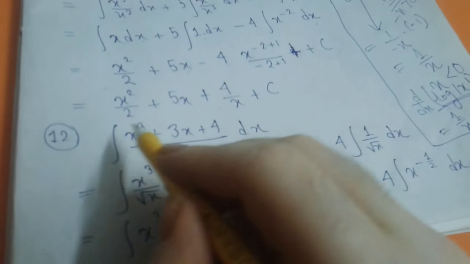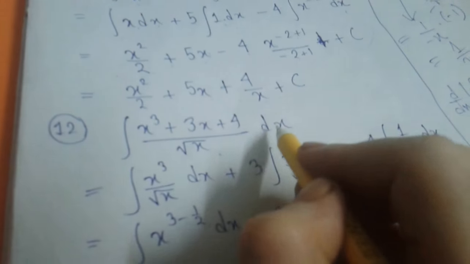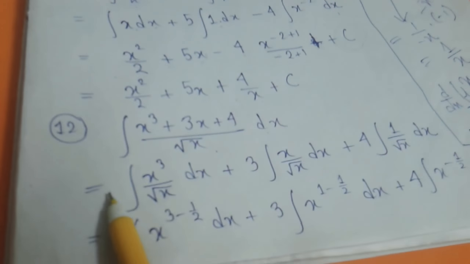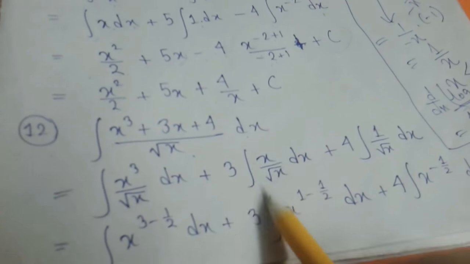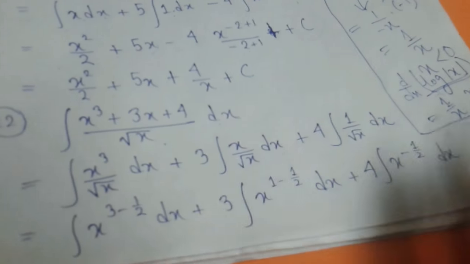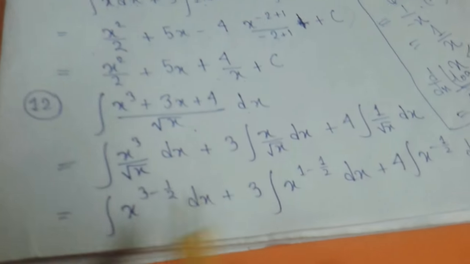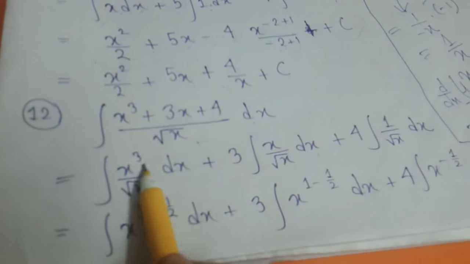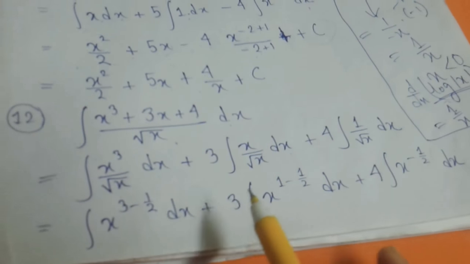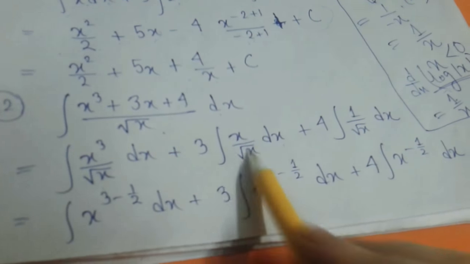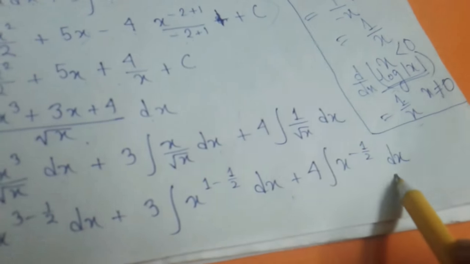Next problem, integration of x cube plus 3x plus 4 divided by root x into dx. Divide it, equals to integration of x cube by root x into dx plus 3 into integration of x divided by root x into dx plus 4 into integration of 1 by root x into dx. That is integration of x to the power 3 minus half, since root x is in the denominator, into dx, plus 3 into integration of x to the 1 minus half into dx, plus 4 into integration of x to the minus half into dx.